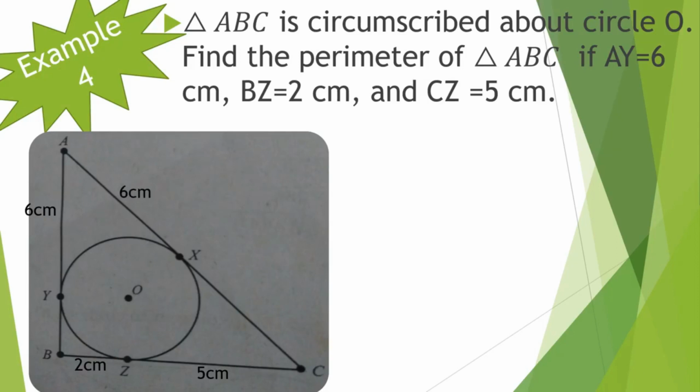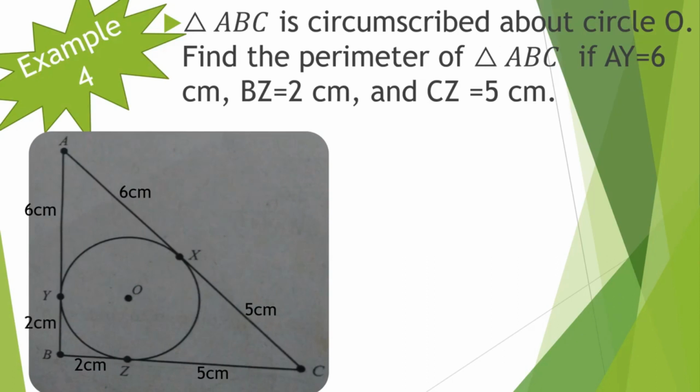Now, XC and ZC are also two tangents to the circle that come from the same external point, right? So CZ is also equal to CX, which is also 5 centimeters. Likewise here, BZ and BY. So BY is also 2 centimeters.